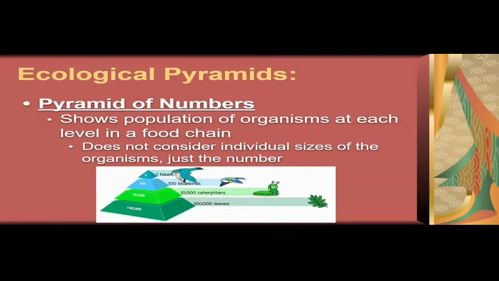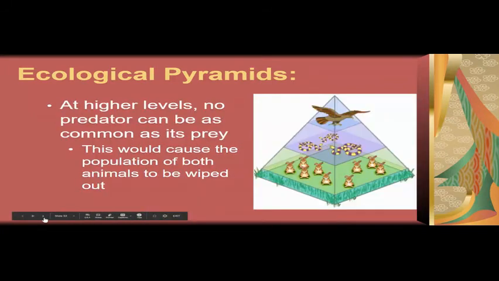One ecological pyramid is a pyramid of numbers. And a pyramid of numbers shows the population of organisms at each level in a food chain. It does not consider the sizes of the organisms, just the number. At higher levels, no predator can be as common as its prey. And that's because it would cause the population of both animals to be wiped out.